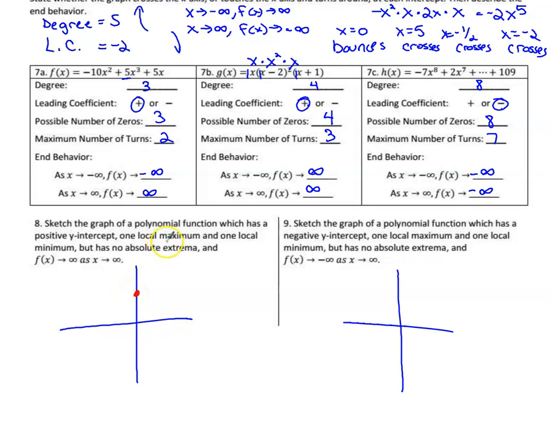One local max, or one relative max, which means it's the top of a hump, one maximum, and one minimum, so bottom of a hump, but no absolute, which means it never stops going in that direction. So it has to have one top and one bottom. Could be like this right here. No maximum because it goes up forever. No minimum because it goes down forever. Has a positive y-intercept. And has to have a bottom of a hump and a top of a hump. And that's all you need.